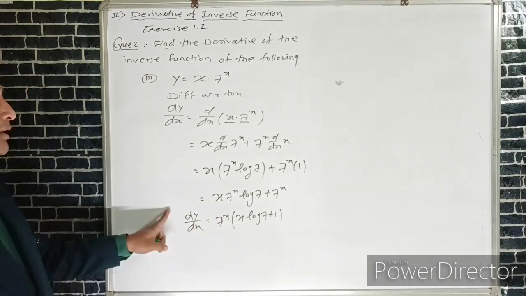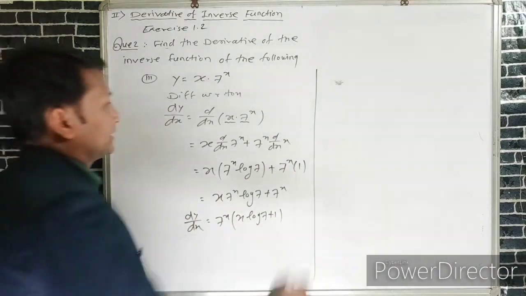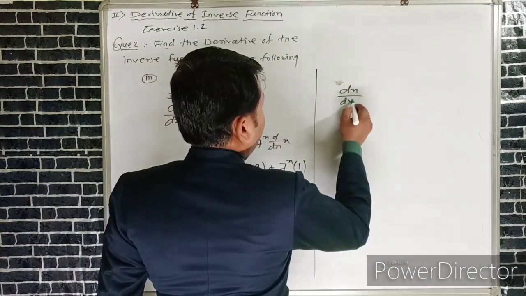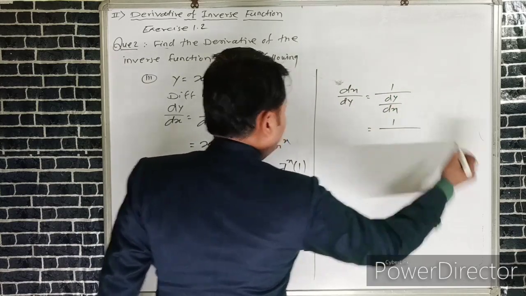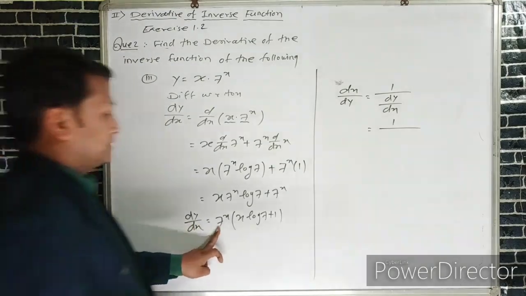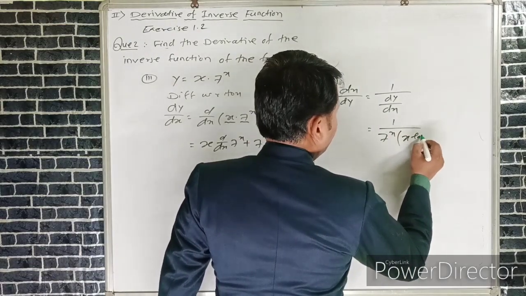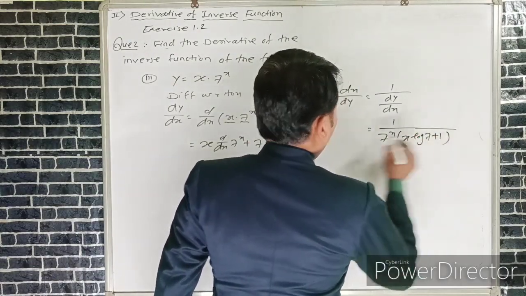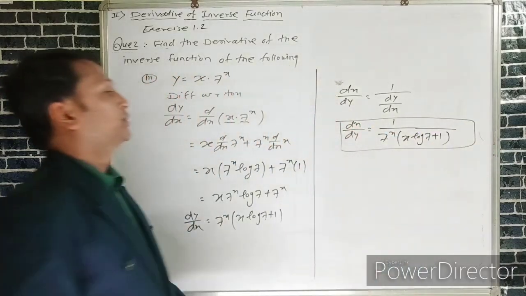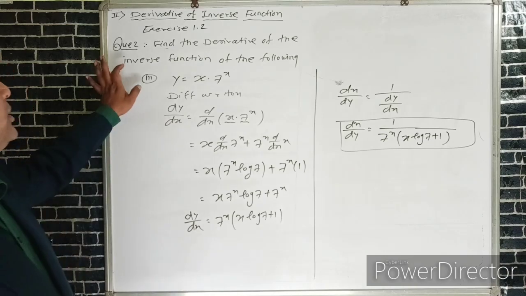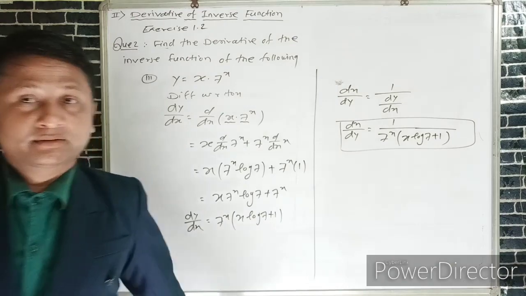But we have to find the value of dx upon dy, the derivative of the inverse function of y. Hence, we can write dx upon dy equals 1 upon dy by dx. We know that the value of dy by dx is 7 raised to the power x into x log 7 plus 1, so the required derivative of x with respect to y, which is the required derivative of the inverse function of y equals x into 7 raised to the power x, is 1 upon 7 raised to the power x into x log 7 plus 1.